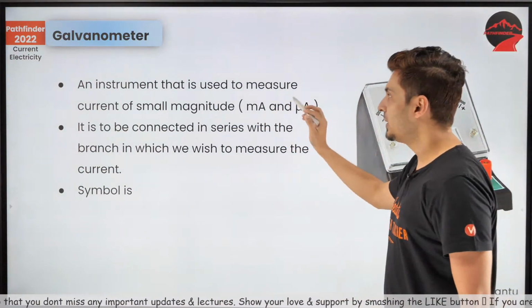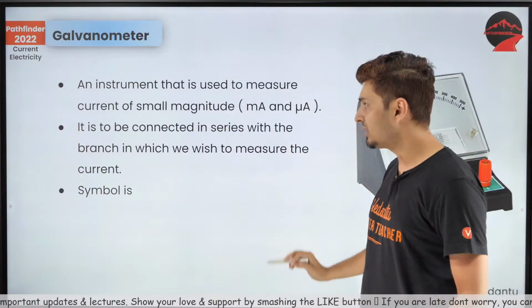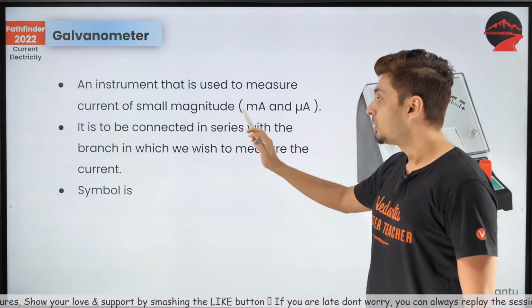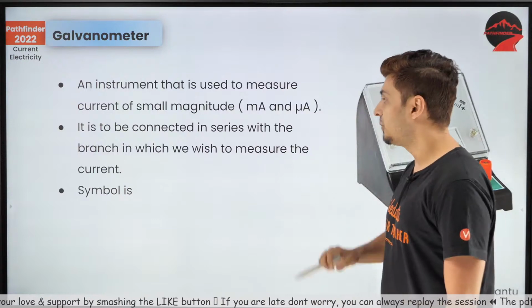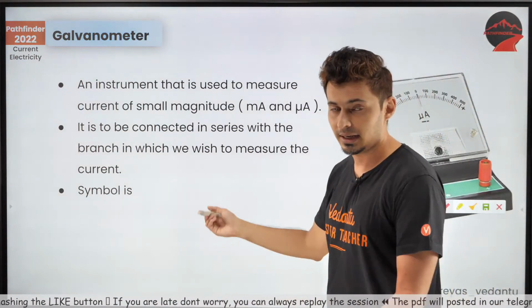Okay. So it's an instrument which is used to measure current of small magnitude, generally milliamperes or microamperes. Remember, you generally use galvanometer in series with the branch in which you wish to measure the current. Now it is obviously going to make sense. You connect it in series.